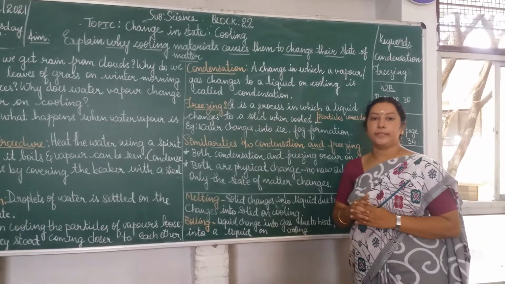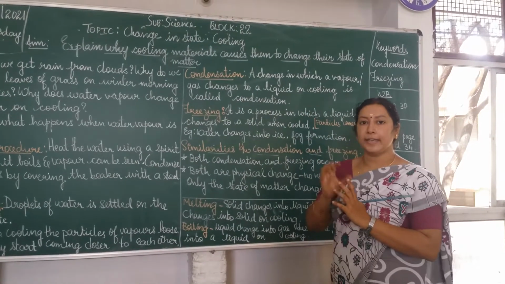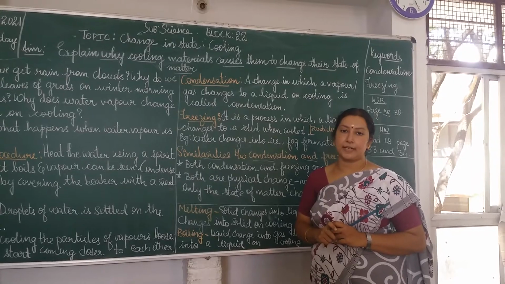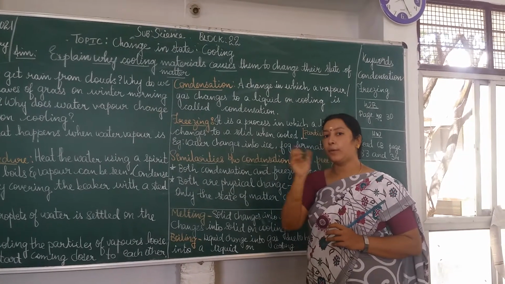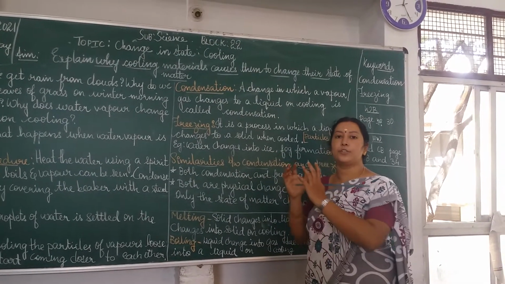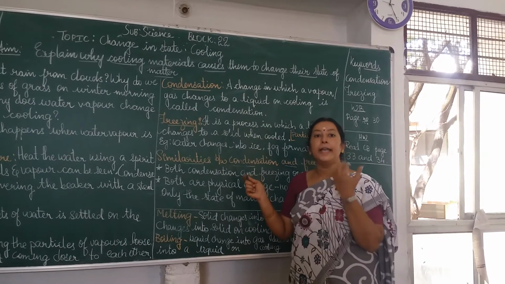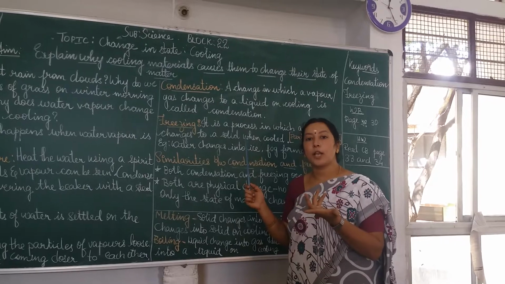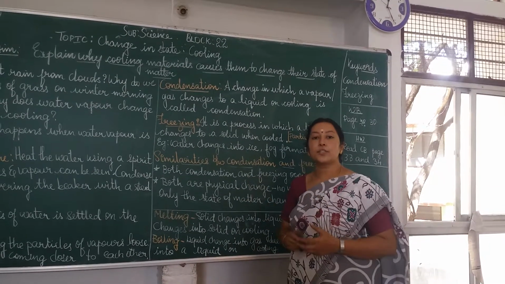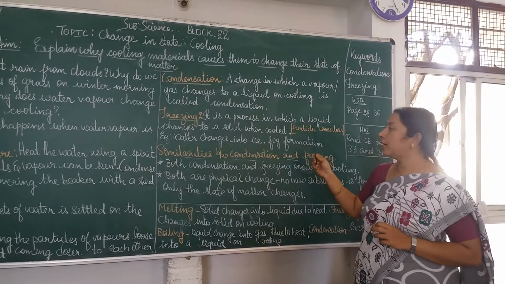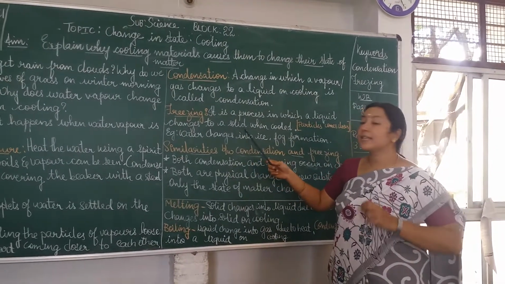Understood? Now imagine I collect this water in an ice tray and I put it in the freezer. So what can happen to the liquid water when I put the water into a refrigerator? When I put the water into the refrigerator, it becomes ice. It becomes solid ice, isn't it? So that is known as freezing. It is a process in which a liquid changes to a solid.